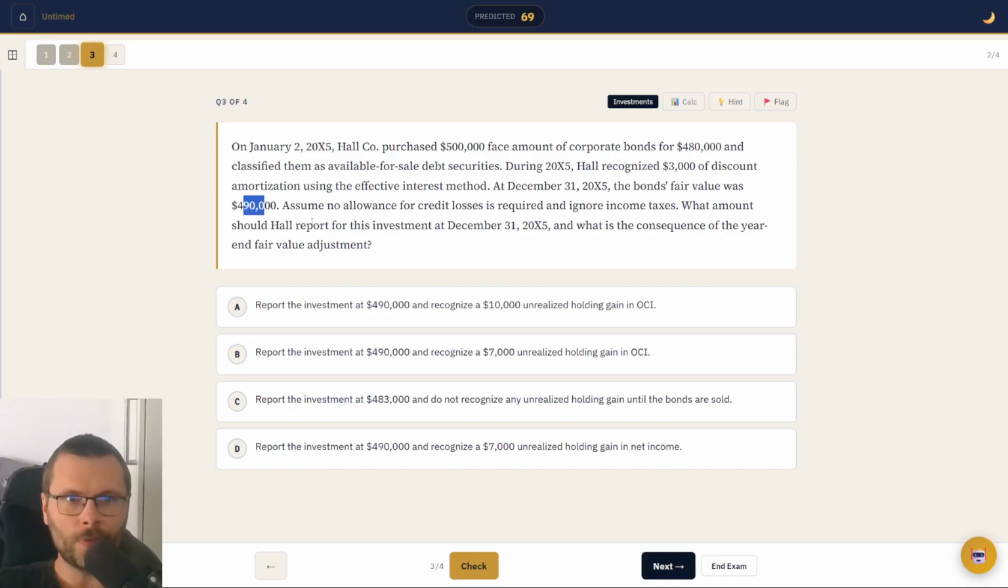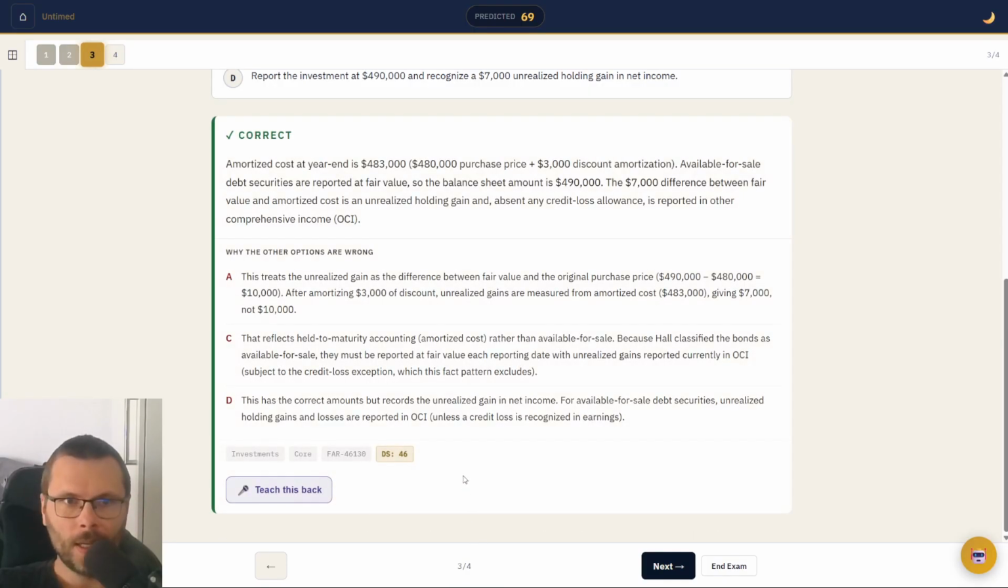The fair value is 490. What is the amortized cost? It's the 480 is what it was purchased at, but 3,000 has been amortized. So your base is actually 483 against the 490. That's a 7,000 gain, not the 10,000. That's probably what the explanation will say of why A is wrong. The answer is definitely B.